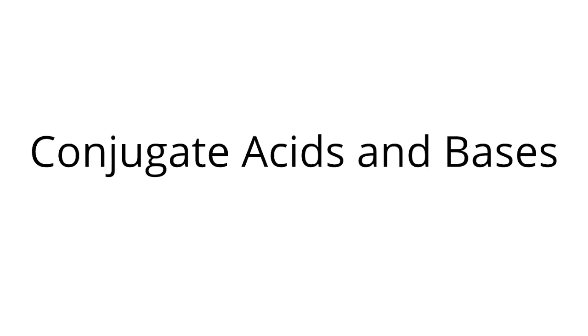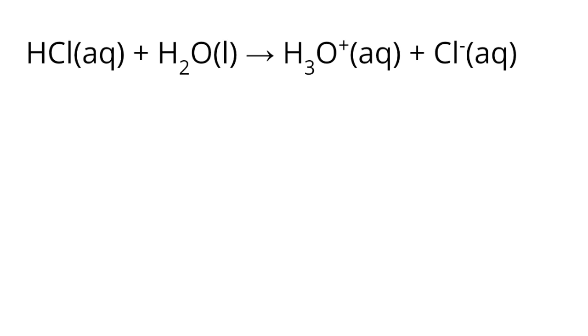Now, let's identify the conjugate acids and conjugate bases. To do this, we can focus on the right side of the equation. The compound or ion, which would act as an acid in the reverse reaction, is called the conjugate acid. The compound or ion, which would act as a base in the reverse reaction, is called the conjugate base.